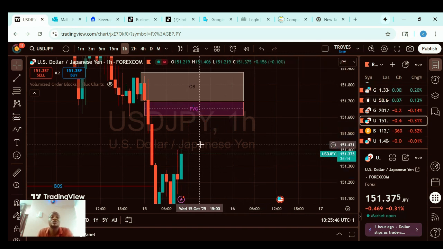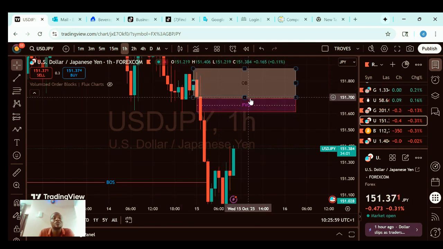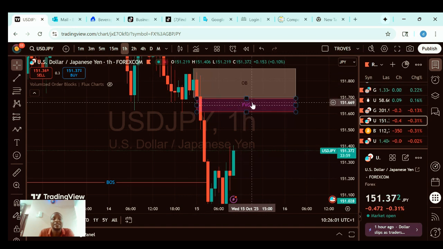But for confirmation entry, I'll wait for price to get to this level. When price gets to this level, I'll switch to the 15 minutes and 3 minutes time frame. I'll use the 3 minutes time frame to look for confirmation. Once I get a confirmation here, I would enter the trade.